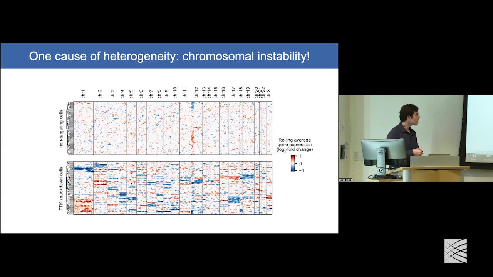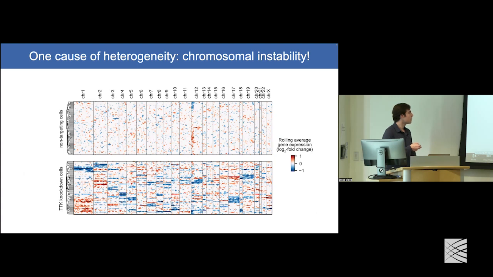And the interesting thing about this is that if you look at 2 individual cells, they have different karyotypic abnormalities. And so there's no mean transcriptional change in response to that perturbation. But each of them has a very distinct individual single-cell transcriptional response.